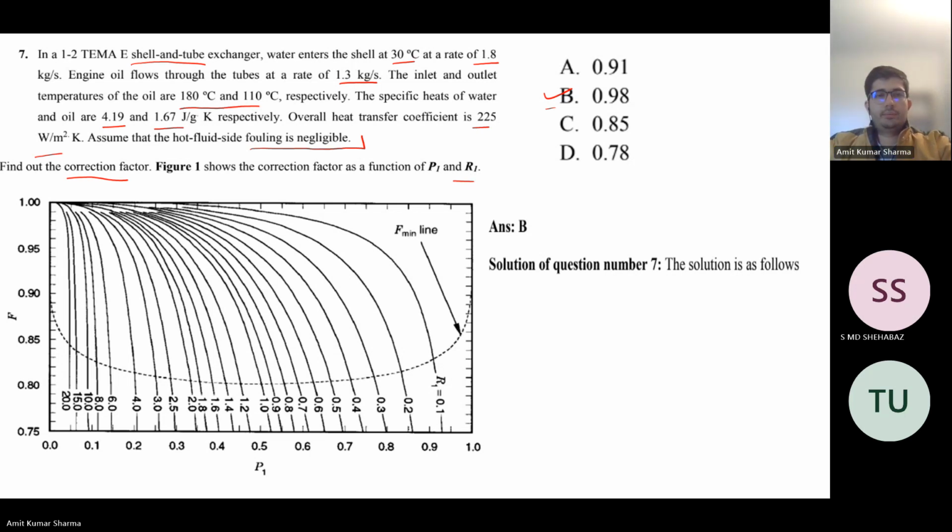Okay, so is anybody trying to solve it? Shehbaz? Yes, sir. Okay, try.